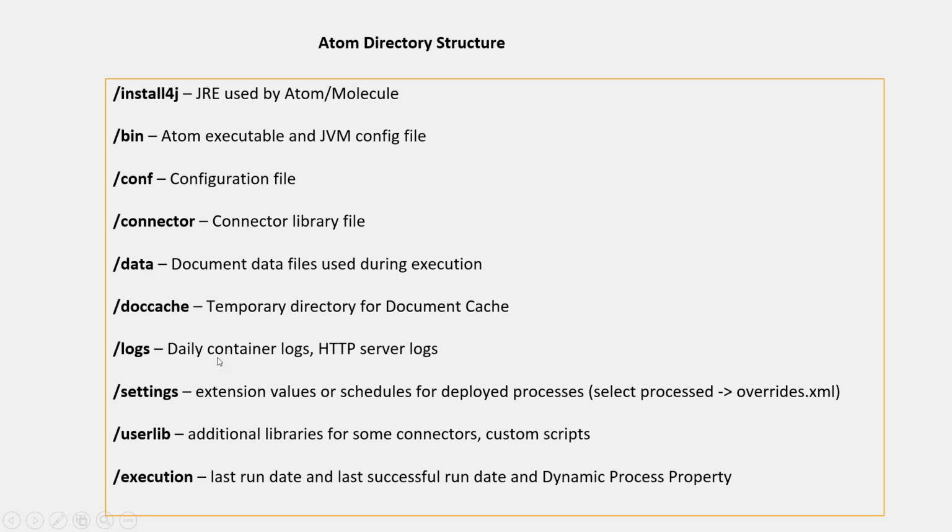Logs: daily container logs and HTTP server logs will all be stored here in logs. Settings: extension values or schedules. We'll be discussing all this in detail later, but these values will be stored in the settings folder. User lib: additional libraries for some connectors, custom scripts, etc. will be stored in user lib. And execution: last run date, last successful run date, and dynamic process property values will be stored in the execution folder.